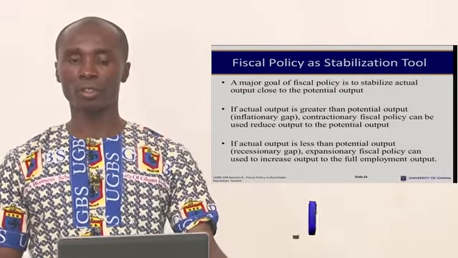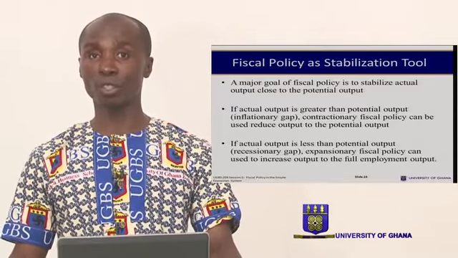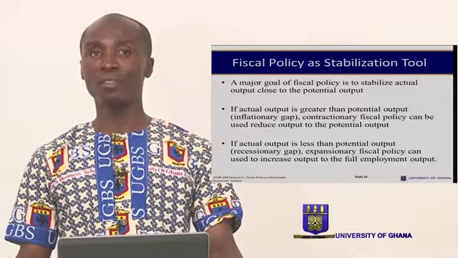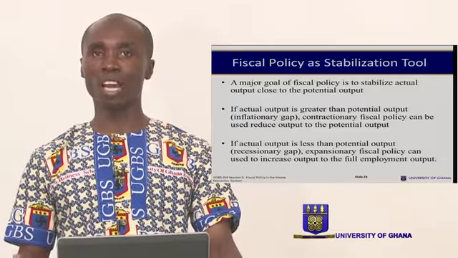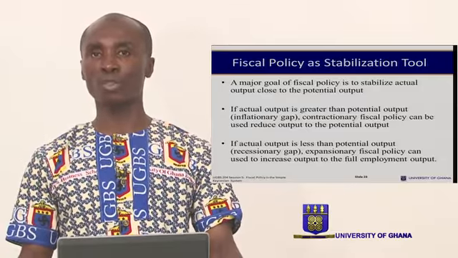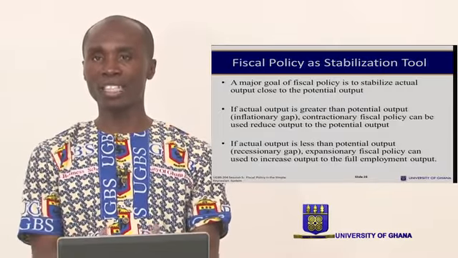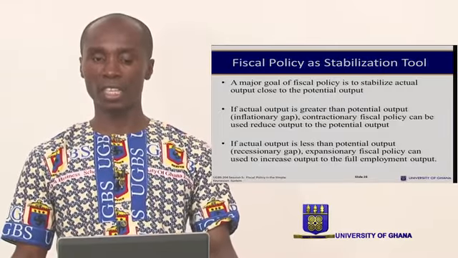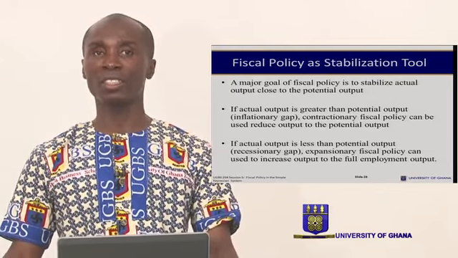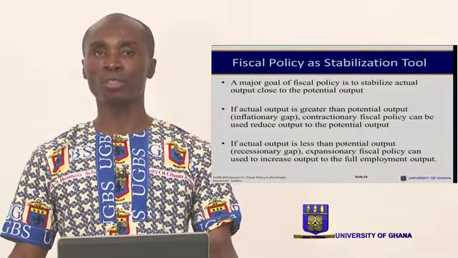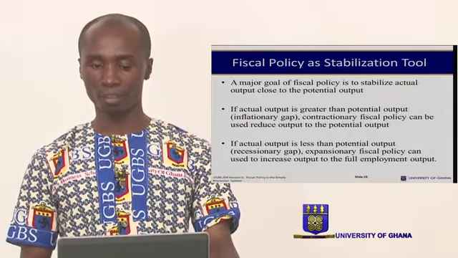Okay, so how do we use fiscal policy as a stabilization mechanism? Well, when we say stabilization, we mean that we are trying to keep output, the actual output, as close as possible to the potential output. So our goal is to stabilize output around the potential level, and that's what stabilization means. So how can the government stabilize the actual output as close as possible to full employment?